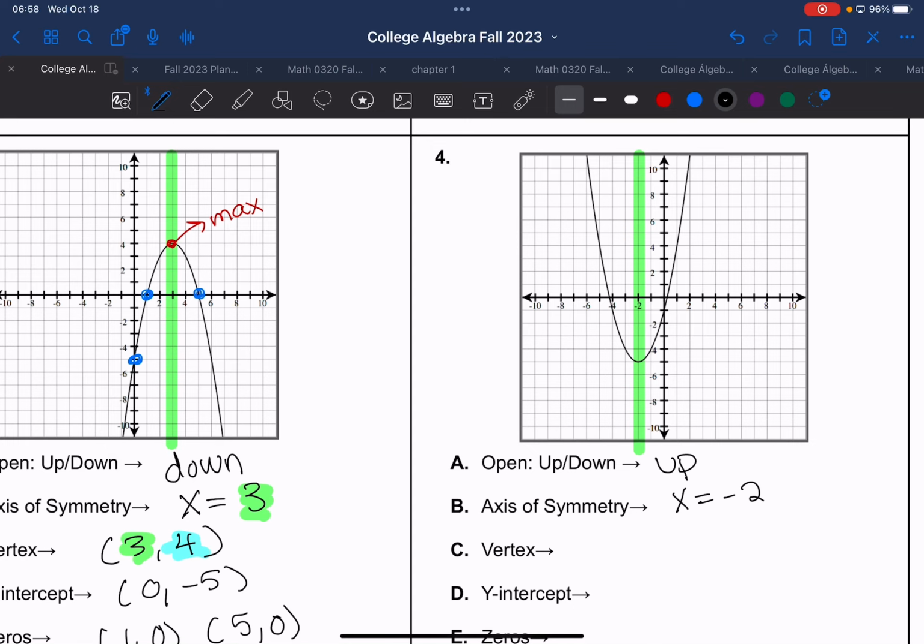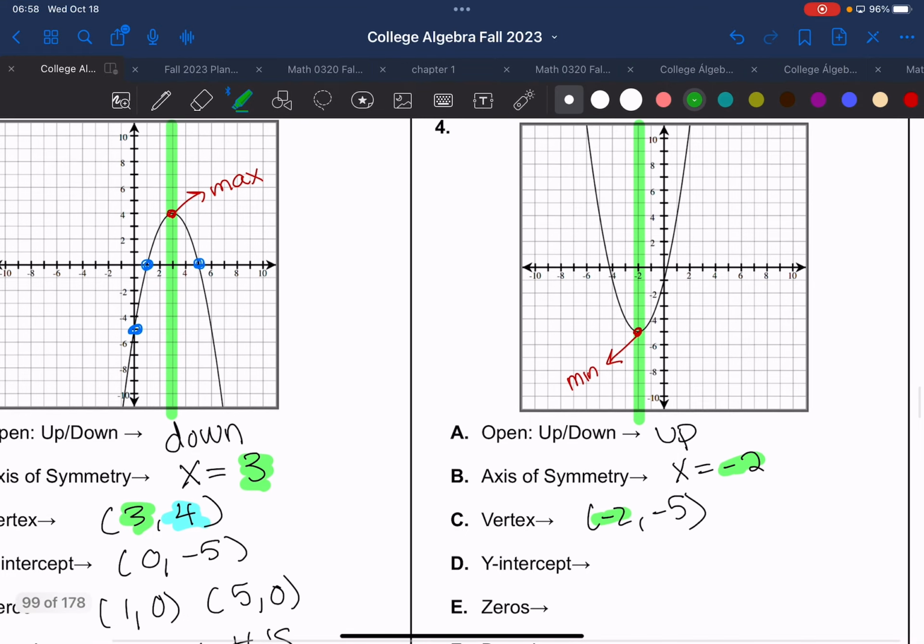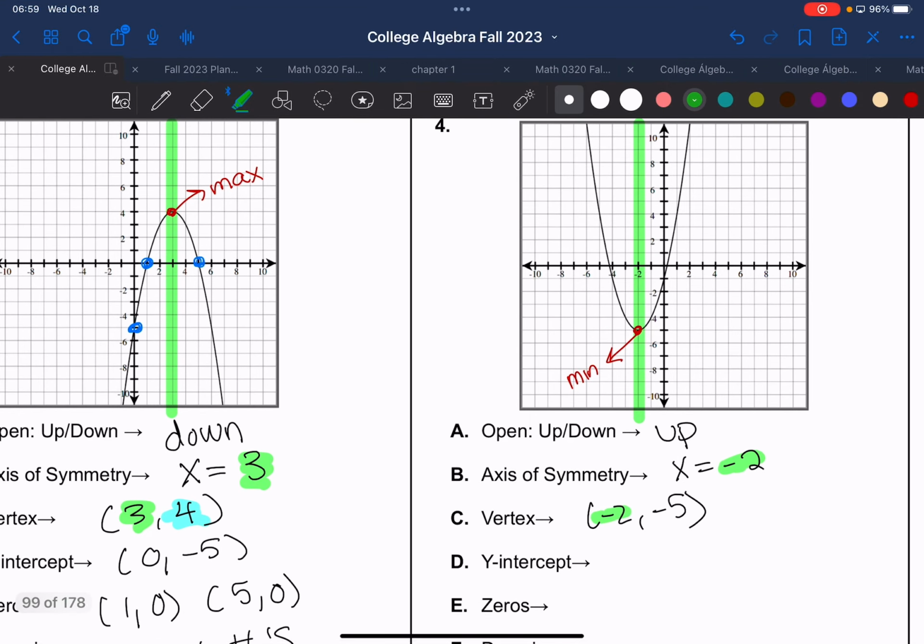Is our vertex a maximum or a minimum? A minimum. And it's a minimum at what value? Good, -2, -5. And again, we know that these numbers are going to be the same always. Does this graph have a y-intercept? Yes, at what value? 0, -1. Yep. Right here at 0, -1.